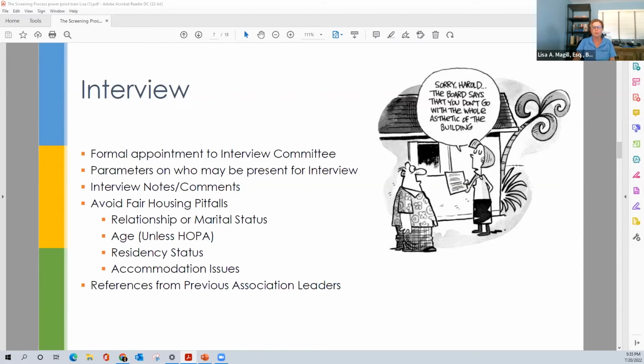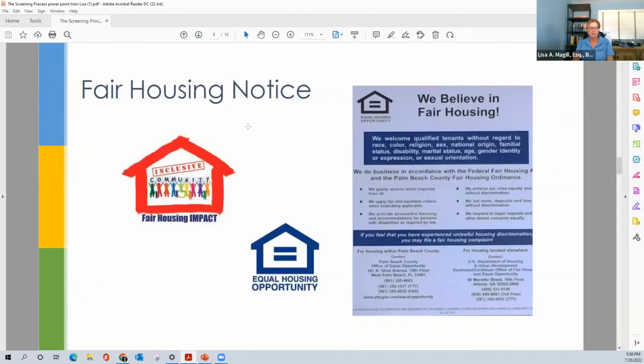Okay, let's move forward. Fair housing notices. I posted here the fair housing notice that is published by the Palm Beach County Office of Equal Opportunity. You're not required to have these posters in your office or in some other place, but it is advisable to have a fair housing statement either in your rules or in the application itself that basically just says, Happy Land Condo is a fair housing community. We do not discriminate on the basis of any of the discriminatory classifications. And you can even list them should you so desire.